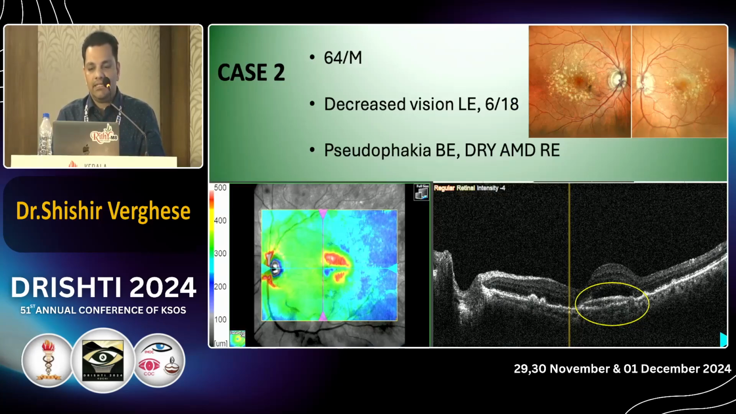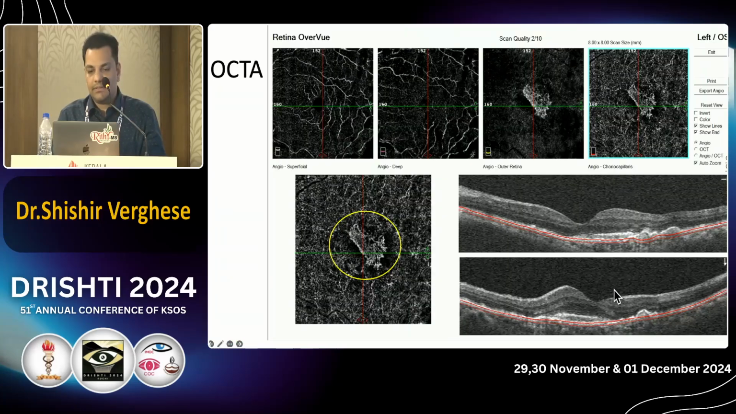64 male, decreased vision, left eye 6/18 is the vision, pseudophakia both eyes with vitreous loss, and dry AMD is seen in the right eye. And on the left eye, there are also soft drusen present, and then on the OCT you see this small hyperreflective membrane which is above the RPE, and there is subretinal fluid just above that. And when you do the OCTA, you can see this nice beautiful C-fan shaped vascular network at the RPE, and also at the level of the choriocapillaris.